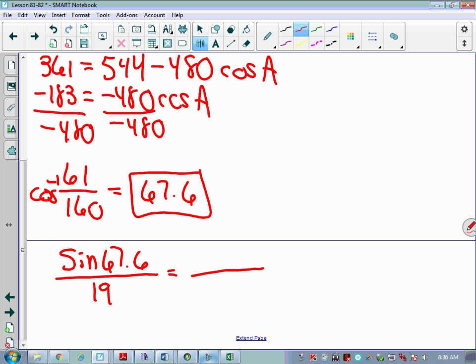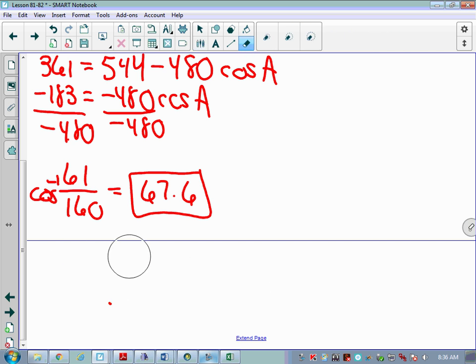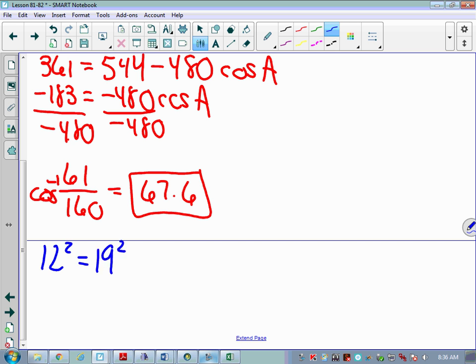So let's just continue using law of cosines for now. If that's all right with you, Dylan. All right, 12 squared equals 19 squared plus 20 squared minus 2 times 19 times 20. And this will be cosine B.